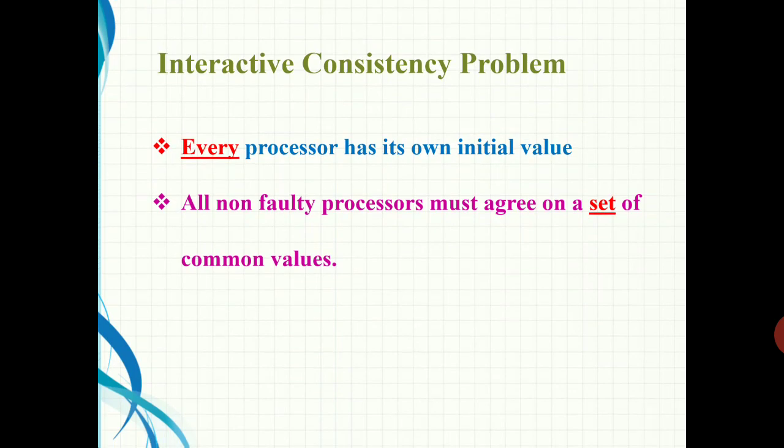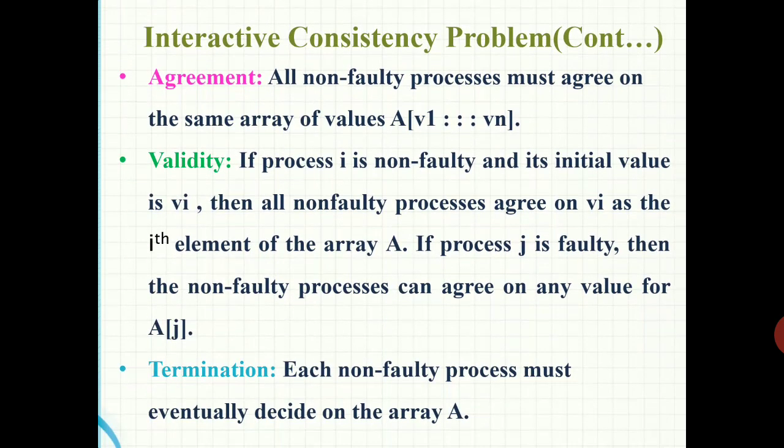Then come to the interactive consistency protocol or problem. In this case, every process has its own initial value, and all the non-faulty processes must agree on a set of common values. That is the idea. So every process broadcasts its initial value to all other processes. The initial value of the process may be different. A protocol for the interactive consistency problem should meet these conditions, that is, all non-faulty processes must agree on the same array of values. Then come to the validity.